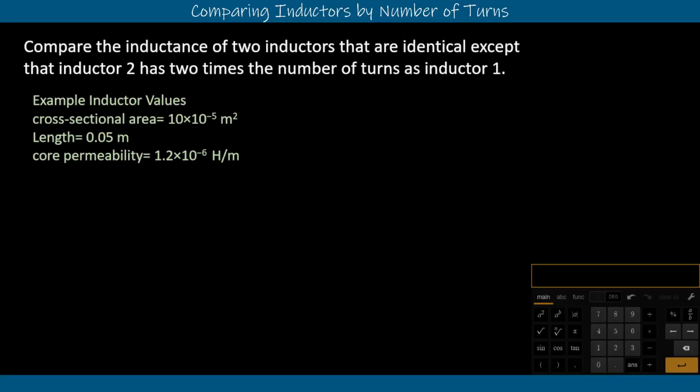In this video, we're going to look at how to set up a comparison between two inductors that are identical except for their number of turns. And so that leads us into our inductor equation that involves turns. That's our inductance is equal to the number of turns squared multiplied by the permeability multiplied by the area divided by the length. And so I've pulled out the permeability, area, and length from a different example in the textbook.